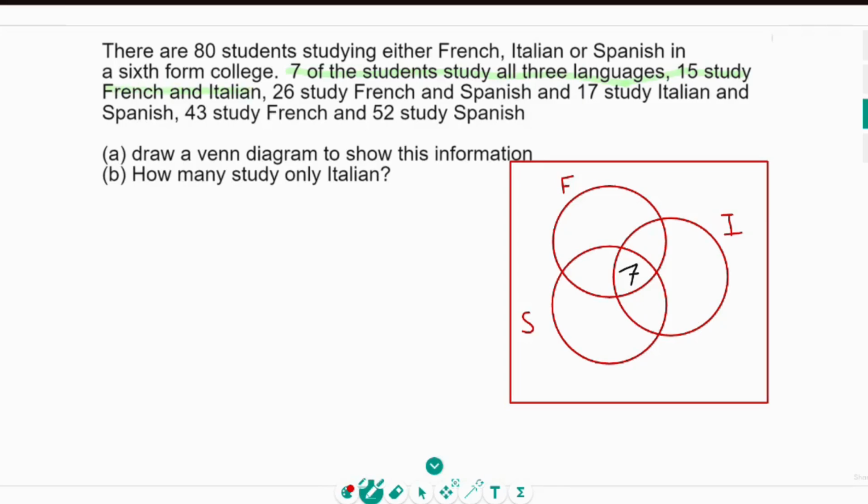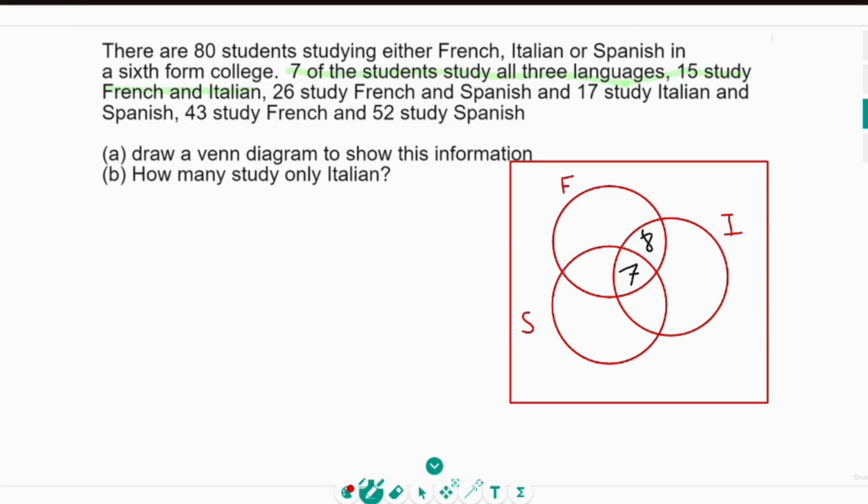French and Italian is this whole section here. So it's this whole section which needs to be 15. So some people put 15 in here, which is incorrect. It's the whole section that needs to be 15, so this has to be 8. To make 8 out of 7 makes 15.